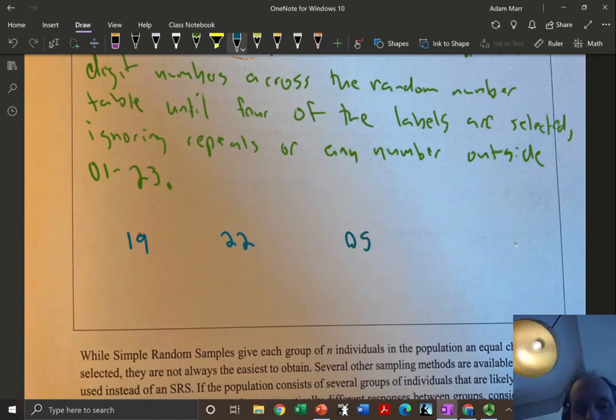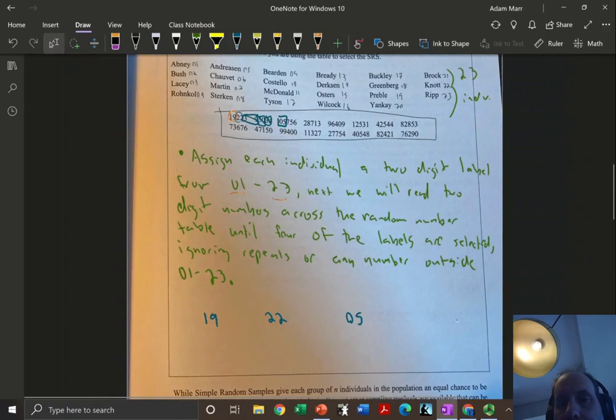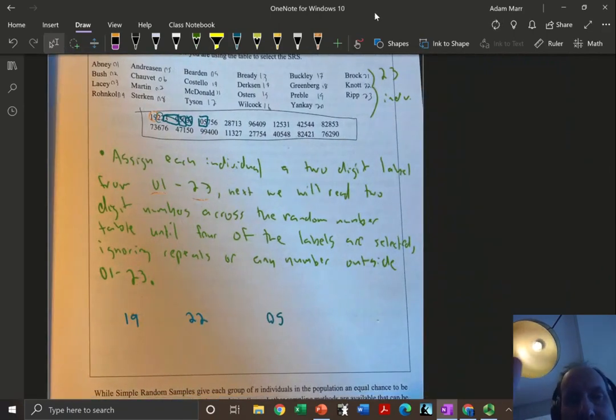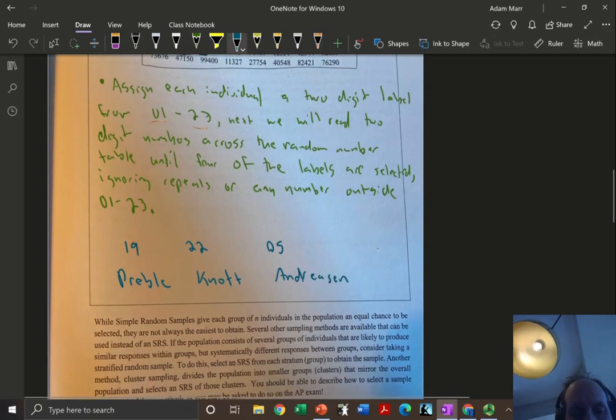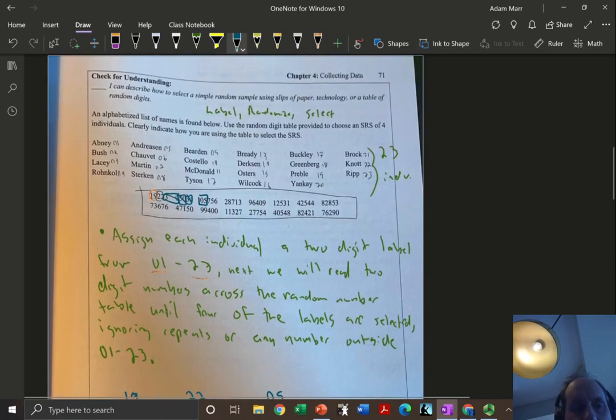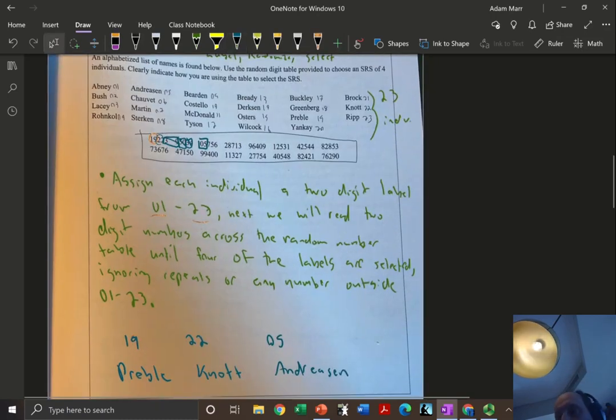And then most importantly, who cares about the numbers? We actually just have to find out who are these individuals that we selected. So we have Preble, we have Knott, kind of like the actor Don Knotts, and then 5 we have Andresen. And we're good. So that is how we indicate and actually carry out a simple random sample. Okay, guys, I'll do the next part in a different video.